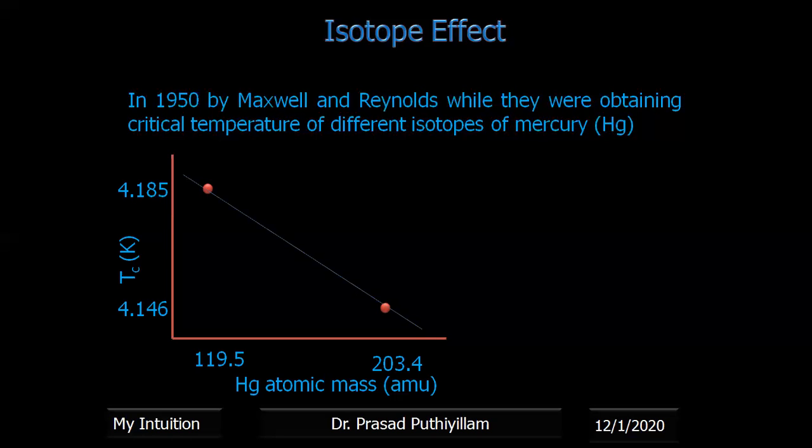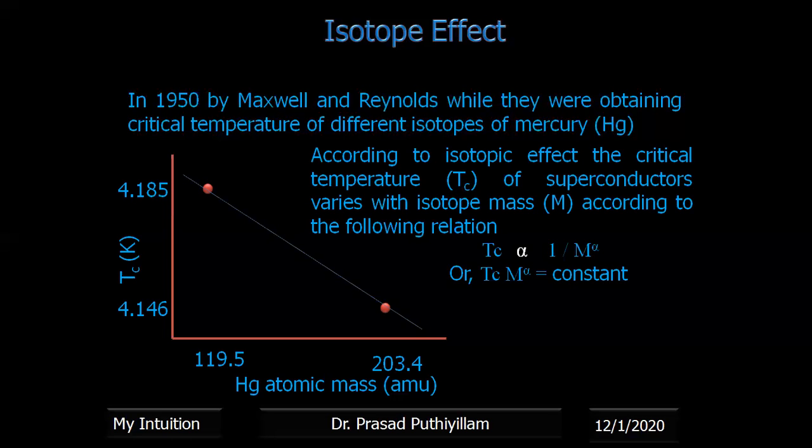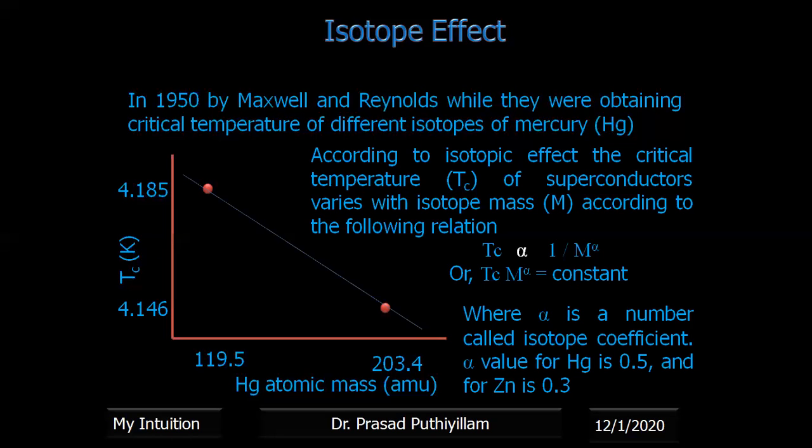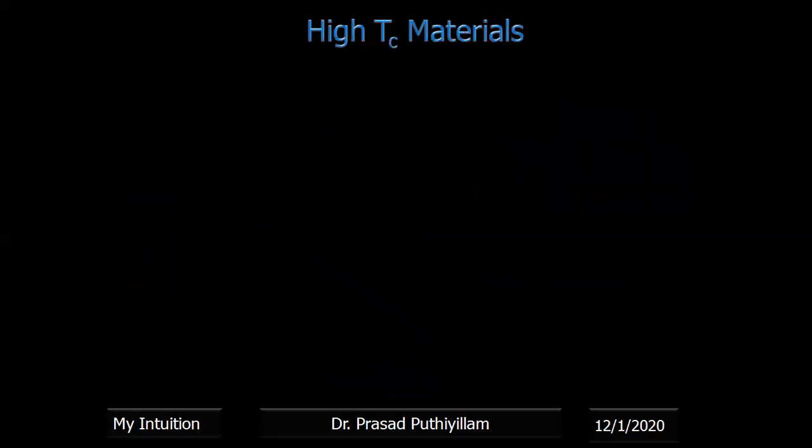That means if you observe, it follows a trend. So we can say, according to the isotope effect, the critical temperature Tc of superconductors varies with isotopic mass m according to the following relation: Tc is directly proportional to 1 upon m to the power alpha, or Tc m to the power alpha is a constant, in which alpha is a number called the isotope coefficient. The alpha value for mercury is 0.5 and for zinc it is 0.3.